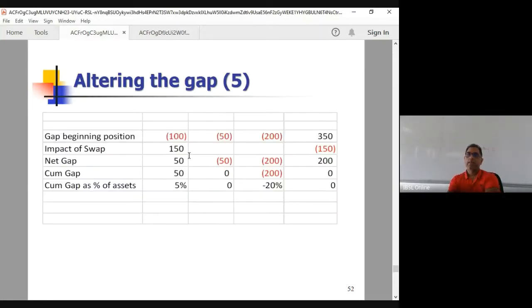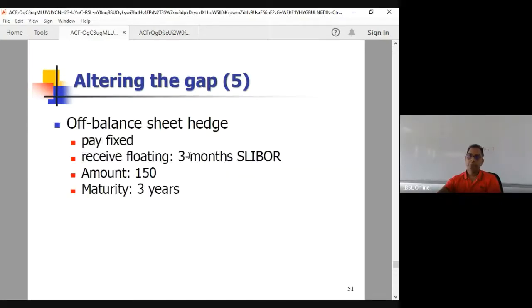So now let's look at that. We have the gap of minus 100, 50 and 200. So negative gaps in that beginning period. I'm on slide 52. And then we basically calculate to see what the net impact of the swap is on the overall position. So where did that 150 come from? It basically comes from this 150 here.